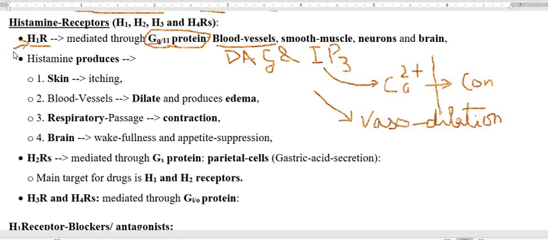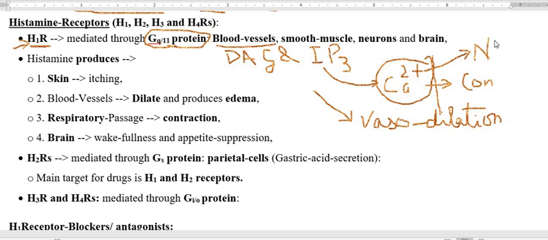Means histamine is going to attach to the H1 receptor present on the endothelial cell, and in the endothelial cell of the blood vessel the calcium gets raised, not in the smooth muscle. So this is very, very important. And in the endothelial cell of the blood vessel, it is going to release nitric oxide.